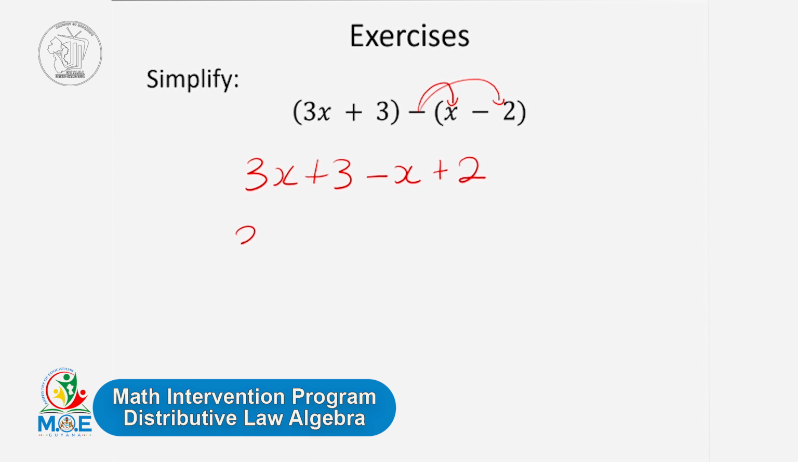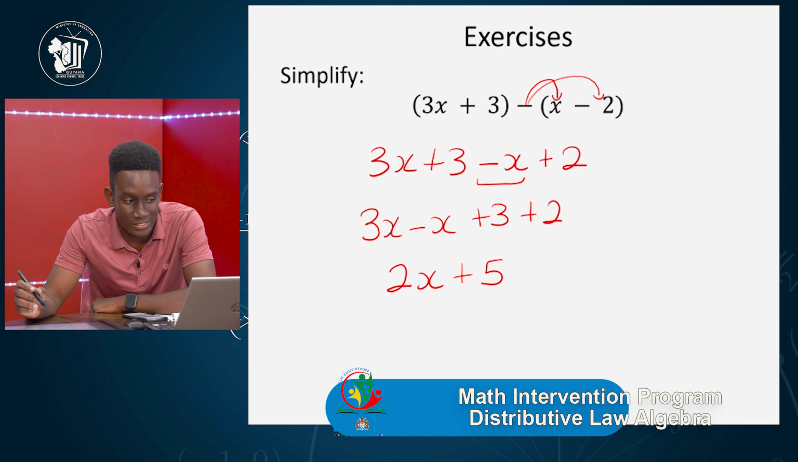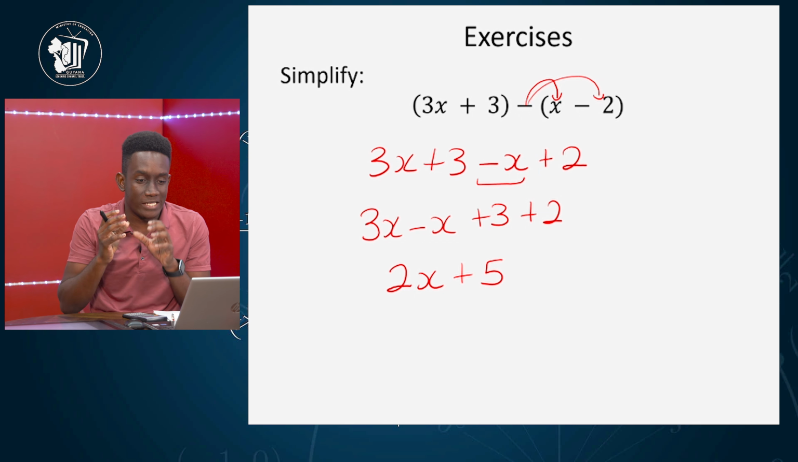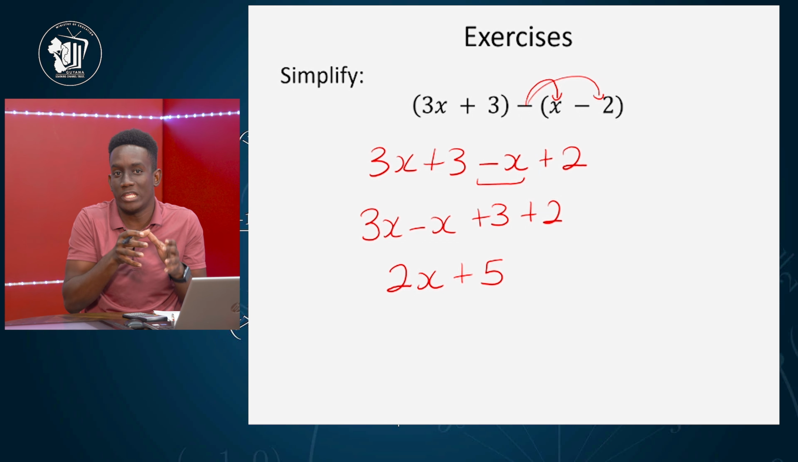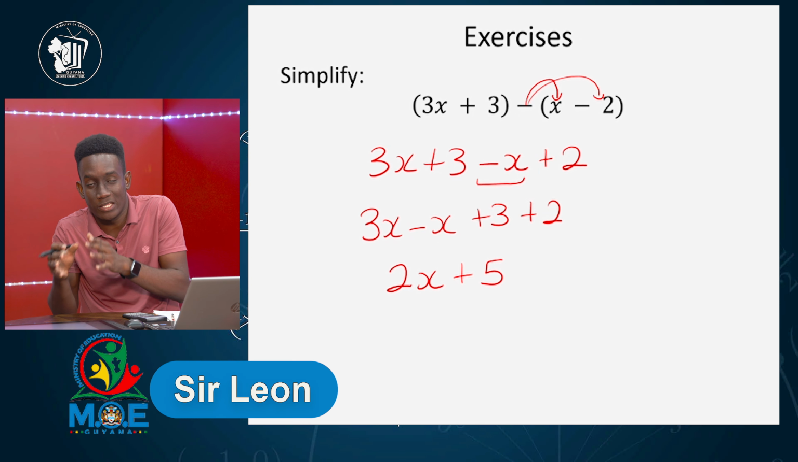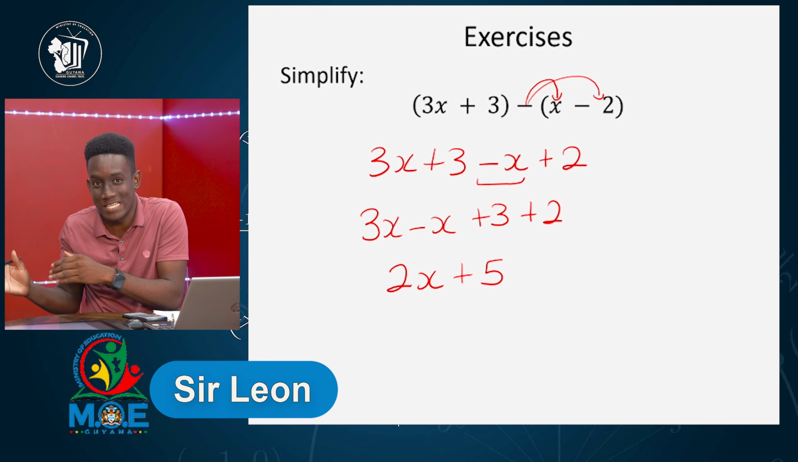This will be 3x, and we move this here, so we move it with the sign in front: subtract x plus 3 plus 2. So 3x subtract x would give me 2x, and 3 plus 2 would give me 5. So when I simplify this, I will get 2x plus 5. So I had to distribute the negative sign. The key takeaway here is that whatever is outside of the bracket, you distribute that throughout the bracket in order to remove the bracket, even if it's a sign.